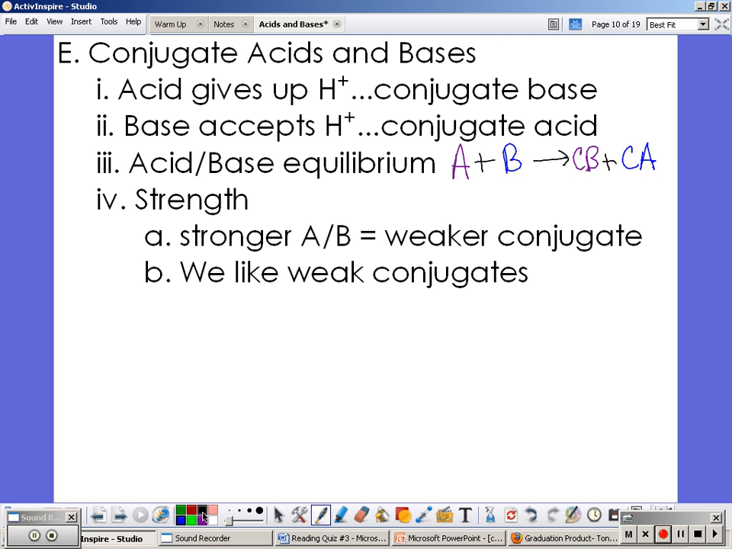The conjugates could then give the hydrogens back, and so there's an equilibrium set up. So the acid gives it to the base, the conjugate acid would then give it back to the conjugate base. So we're tossing this hydrogen back and forth. So the only difference between them is a hydrogen. The stronger the acid or base, the weaker the conjugate. And we like to have the weak conjugates, because if we have a weak conjugate, then the reverse reaction, going from the products to the reactants, is weak and doesn't happen as often or at all.